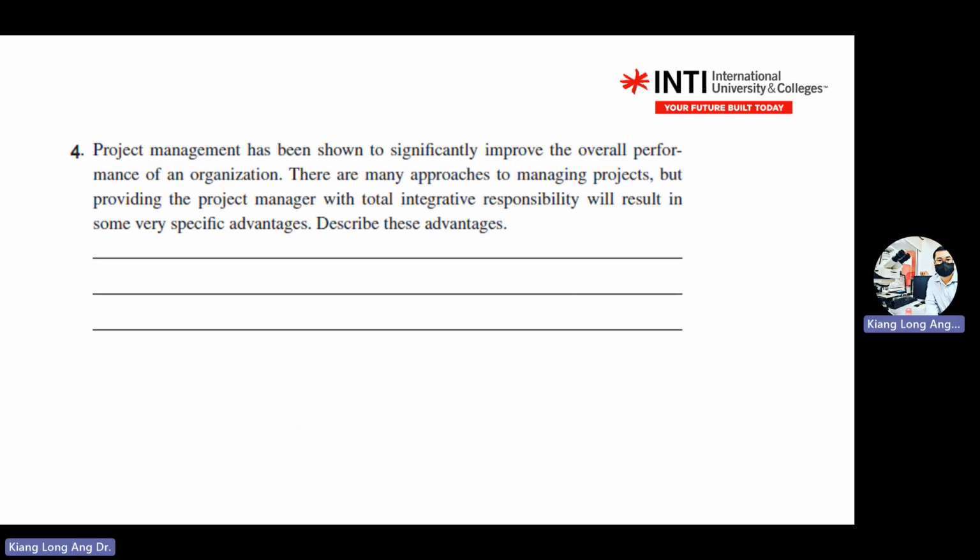You can also elaborate using coordination. Effective coordination across functional units or interfaces can be achieved. You just need to highlight the keyword. The keyword here is coordination. The benefit here, if you have a total integrative responsibility, is that you are able to coordinate effectively across the functional units or functional interfaces. Also, when you have a total integrative responsibility, it also means you have total accountability.